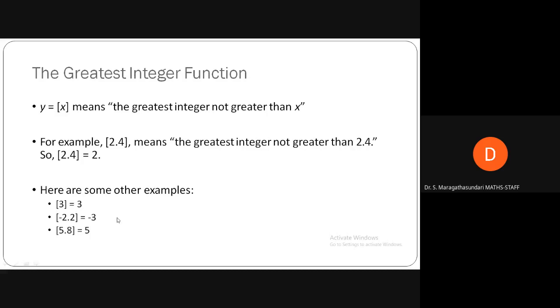So 2.4 is there. Up to 2.4, what is my largest integer? I have only 2. So the greatest integer of 2.4 is equal to 2. And same thing here, greatest integer of 3 is equal to 3. Then minus 2.2. What is the greatest integer? You should not say minus 2. The greatest integer there is minus 3. And again, 5.8. What is the greatest integer there? 5.